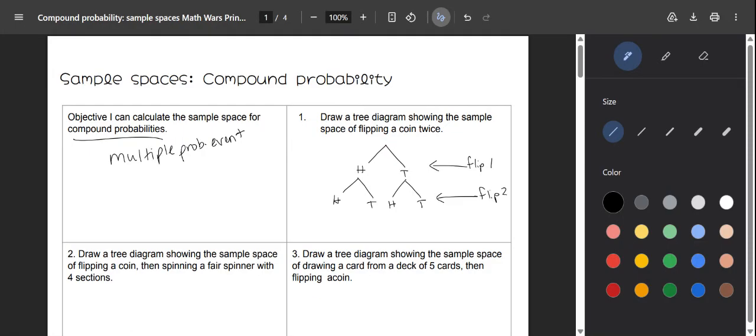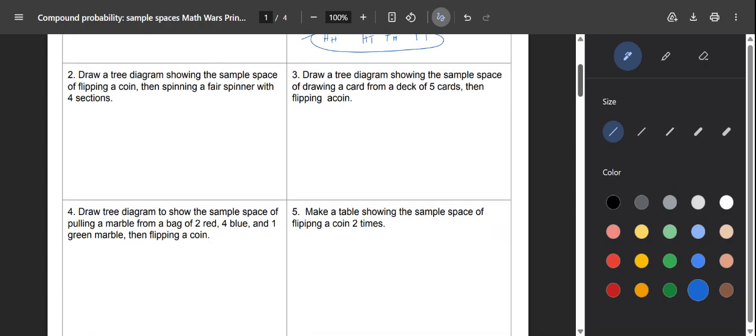So the way this tree diagram works is I would just start here and work my way down, and this would say I got heads, heads. Or I could go down this way, and that would say I got heads, tails. I could go this way and get tails, then heads, or tails, then tails. So when I flip a coin twice, here are all of my possibilities for the outcomes.